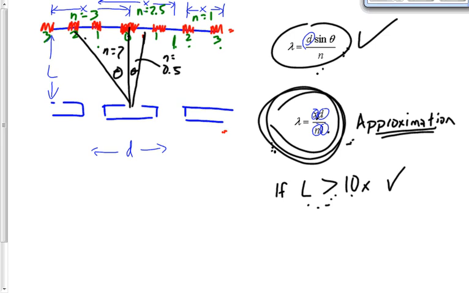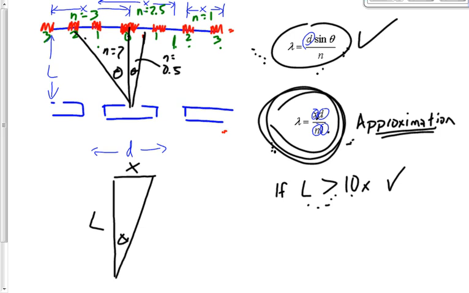Now, what do you do if L is not greater than 10 times X? Well, we have to go back to this equation. If we have an L here and an X, and L is not greater than 10 times X, then get the angle. How do you get the angle?